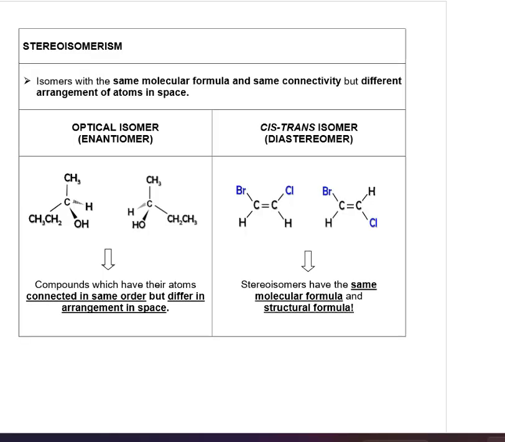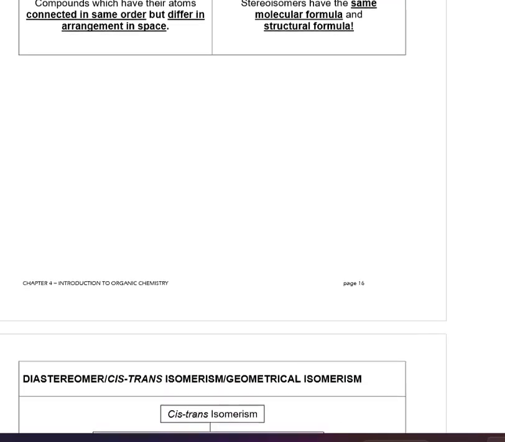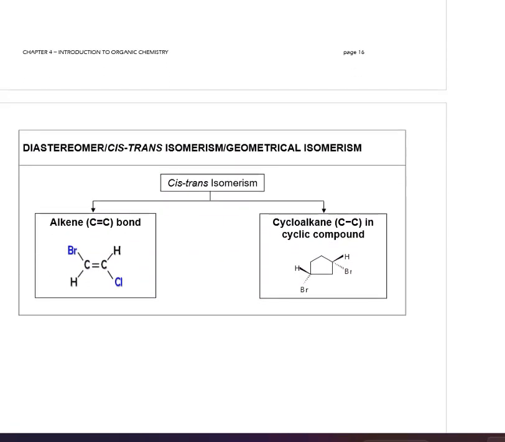Okay, so another part is stereoisomer. Isomers with the same molecular formula and the same connectivity but a different arrangement of atoms in space. Stereoisomers are divided into two types: optical isomer and cis-trans isomer. Okay, we look at cis-trans isomer first.